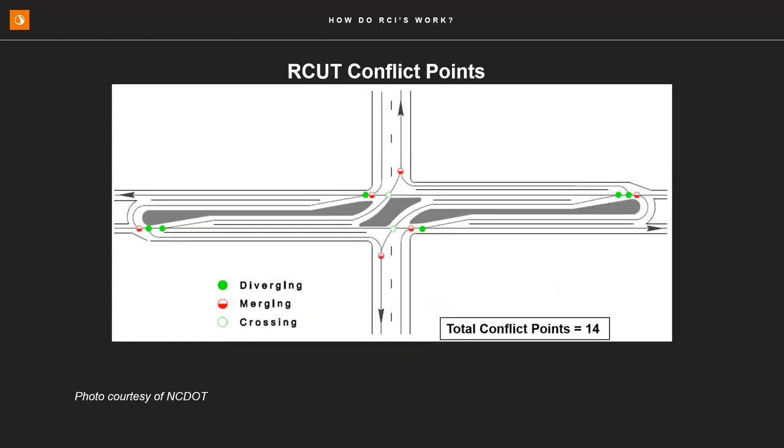It's important to point out that with an R-cut, we've reduced the conflict points down to 14. It's important to point out the category of vehicle-to-vehicle conflicts with the greatest reduction is the crossing conflicts. These conflicts tend to be the most severe in nature and are most likely to result in injuries or fatalities. The conventional or full movement intersection has 16 crossing conflict points, while the RCI example shown here only has 2.